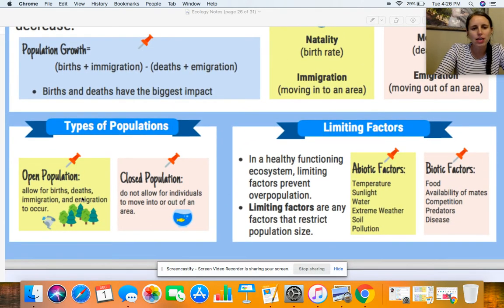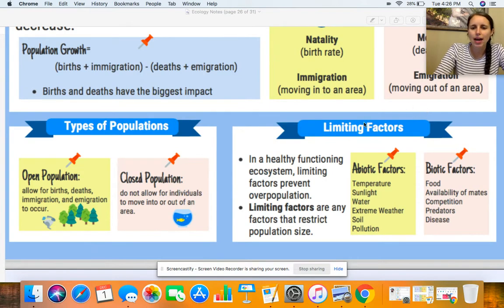So we have two different types of populations that we look at in this unit. One is called an open population. So an open population is like an open ecosystem. This is going to allow for births, deaths, immigration, and emigration to occur. So an example of this is a rabbit in a forest without any natural boundaries. Closed population. Closed populations do not allow for individuals to move into or out of an area. So think of like a goldfish. You can't have fish come in, you can't have fish go out. So the only thing that's really impacting population growth here is our birth rate and our death rate.